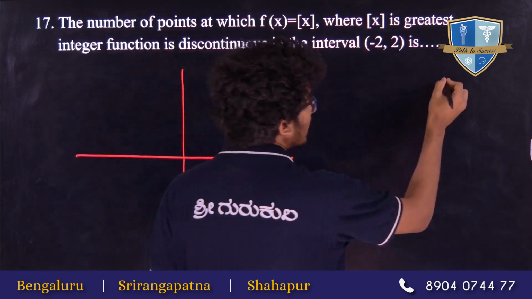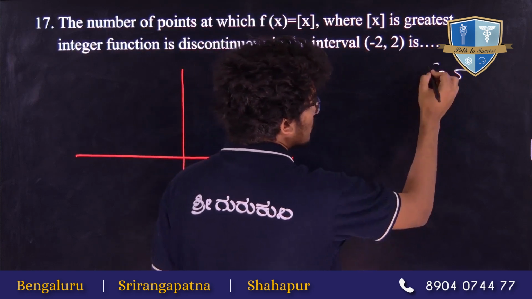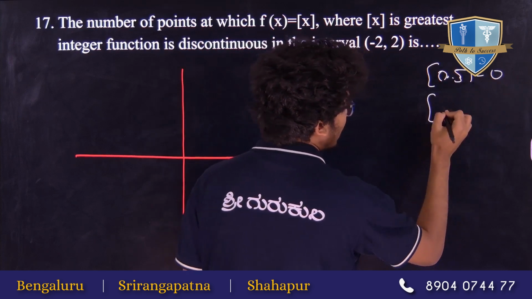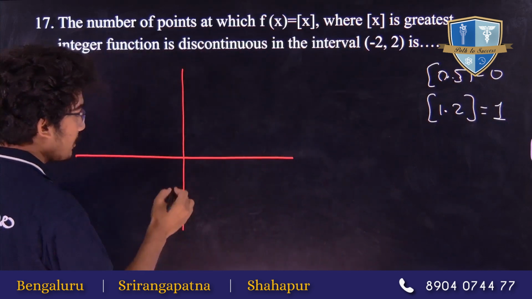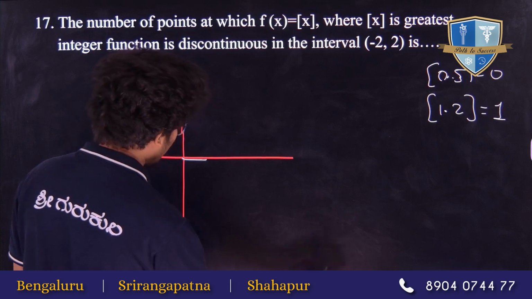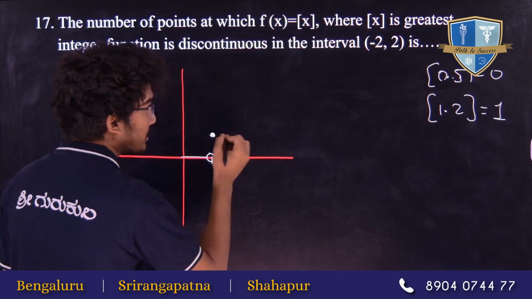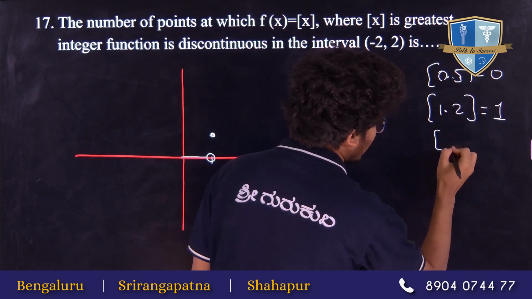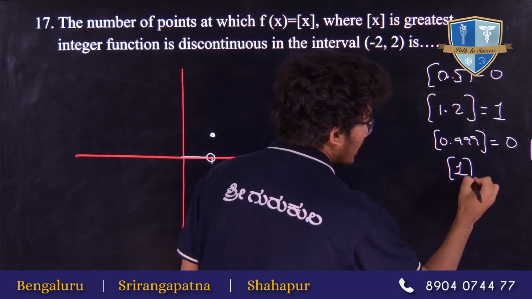For example, if we have 0.5, the greatest integer smaller than this will be 0, correct? So [0.5] equals 0. Similarly, [1.2] equals 1. If we make the graph of this function, it will be something like this, and exactly at 1 it gives 1. So [0.99] and [0.9999] will equal 0, but as soon as it is 1, it will become 1.